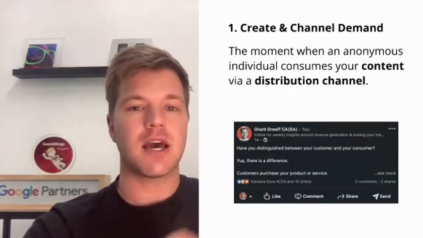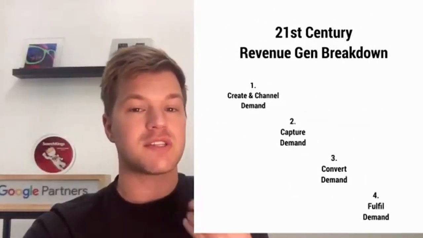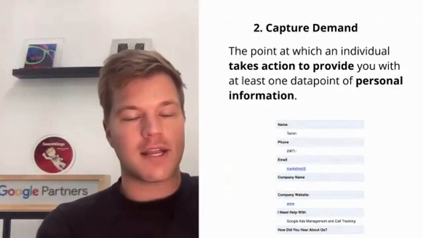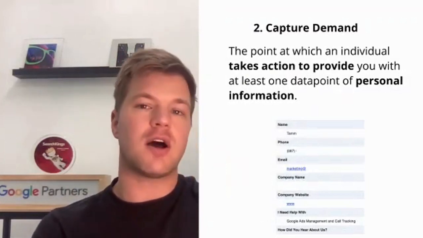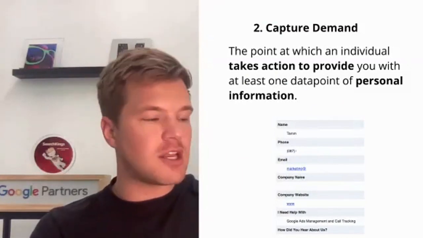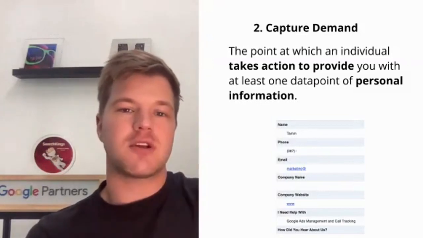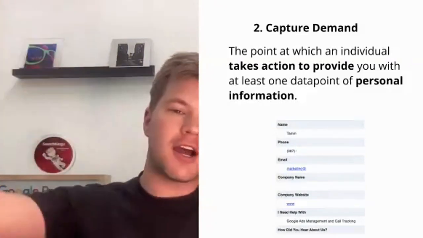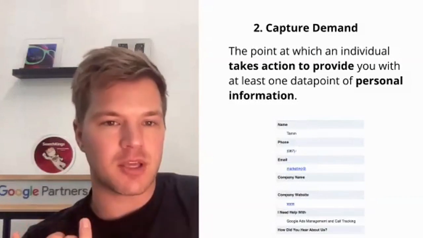All right, so that's the create and channel demand stage, the first stage. Then if we go to the second stage, which is capturing the demand. The definition here, if you revert back to stage one, is that it's specifically around anonymous people, we don't necessarily know them individually, but we capture demand at this particular stage. This is the point at which an individual takes action to provide you with at least one data point of personal information. This is someone DMing you.